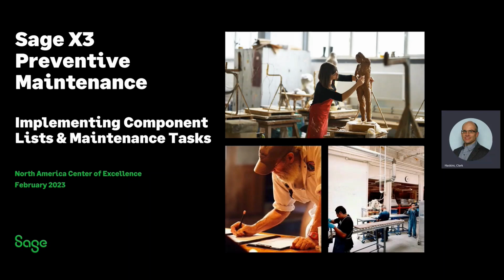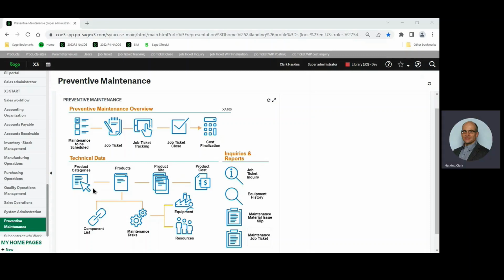This is part of a series of videos on how to implement preventive maintenance in Sage X3. This video will cover component lists and maintenance tasks. In previous videos on implementing preventive maintenance in Sage X3, we've discussed the maintenance task product category, and the product setup. In another video, we discussed equipment and resources. Let's go to the component list.